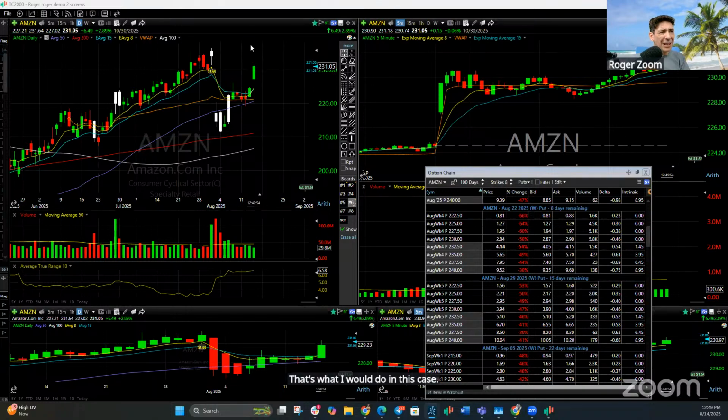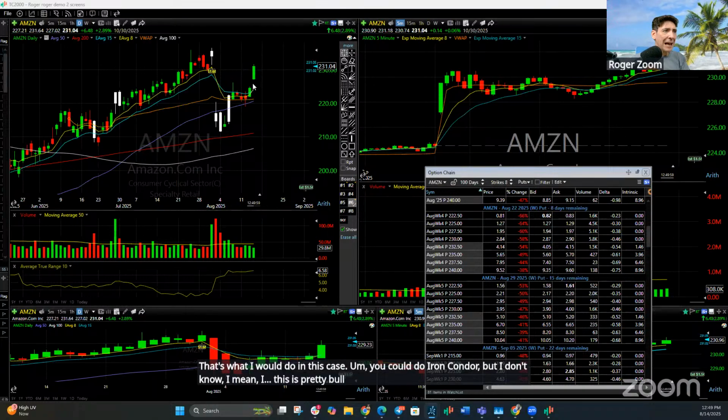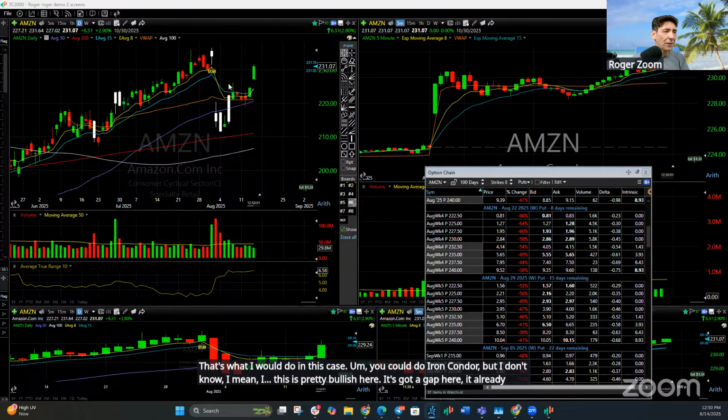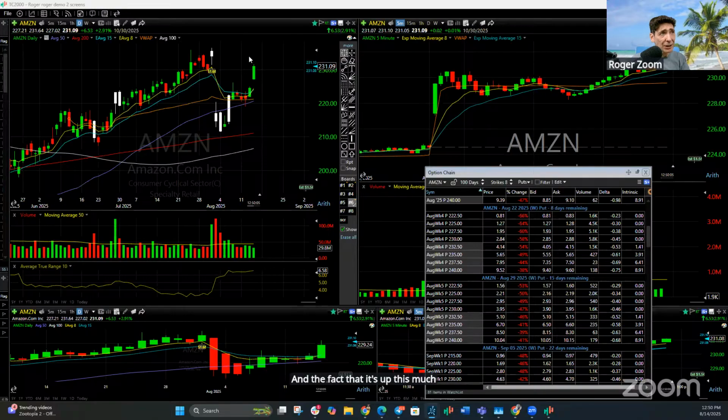You could do an Iron Condor, but I don't know. I mean, this is pretty bullish here. It's got a gap here. It already gapped there. It filled this gap. This is pretty bullish. And the fact that it's up this much after today's report, that says quite a lot. That's very, very loudly speaking, okay, in my book.